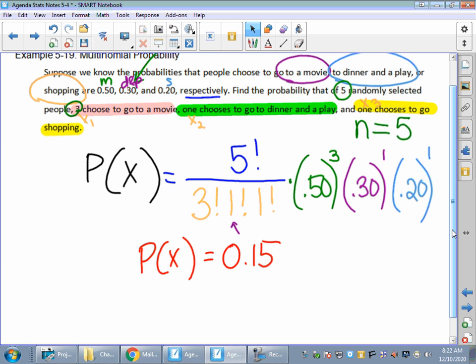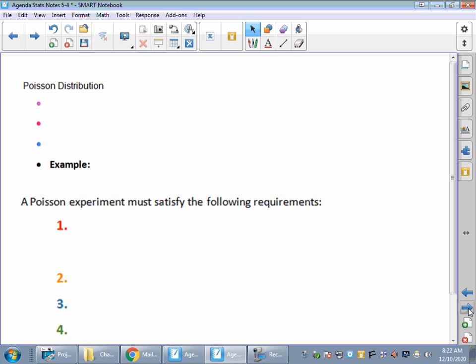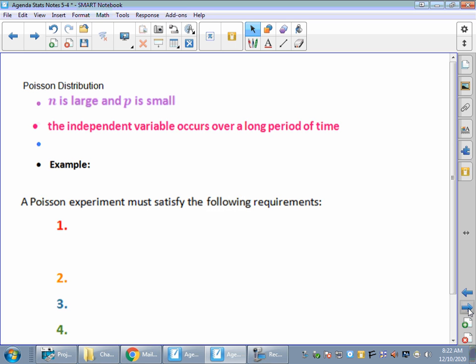I want to talk about a Poisson distribution because this one's really an interesting one and people get stuck on this. Don't get stuck on this. It's going to be okay. But a Poisson distribution is when your n is super large and your p is pretty small. Your probability of success is pretty small, but you're picking a large sample or a large number of trials. Independent variable usually occurs over a long period of time. It's usually a rate.